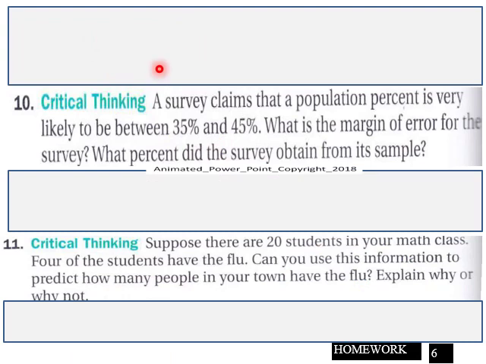And this is for previous, and then critical thinking question. What is the margin of error for the survey? What percent did the survey obtain from its sample? That's number 10 there. And use full sentences down here. Then number 11, another critical thinking question. Explain why or why not for this situation here using full sentences. And you got 14 points here for page 6.